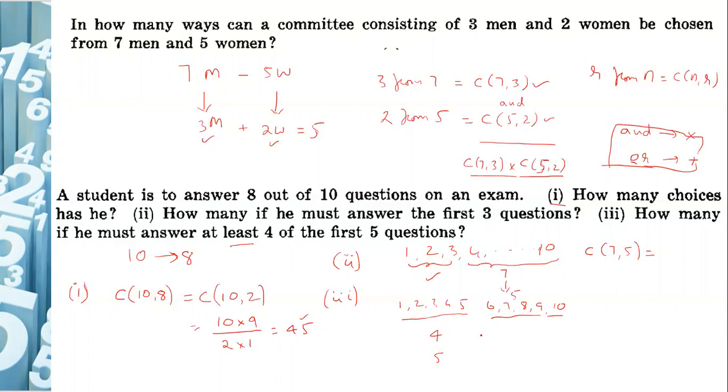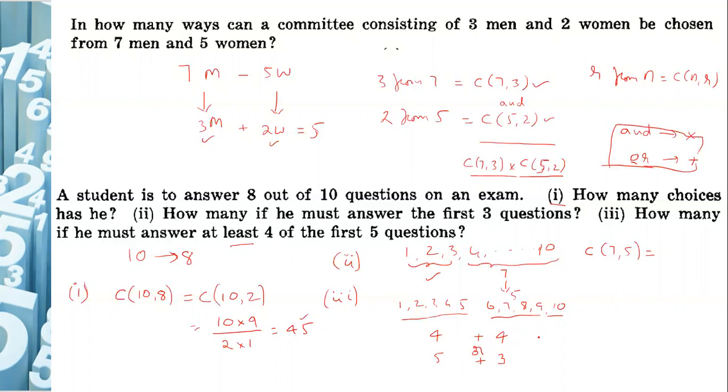Suppose he writes 4 here, and how many does he have to attempt from the other part? He has to attempt again 4. 4 plus 4, 8, right? Suppose he attempts one more possibility: 5 questions from the first 5. Now it is enough if he goes for only 3 from the last 5. These are the possibilities. So at least 4 means either 4 plus 4 or 5 plus 3. These are the two choices.